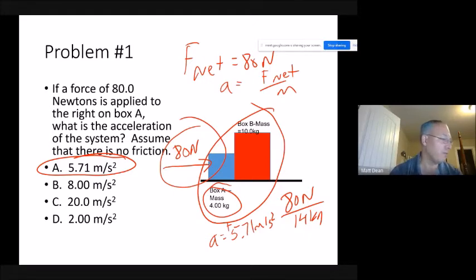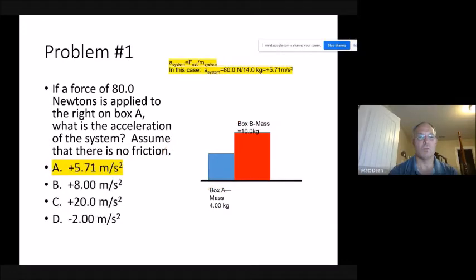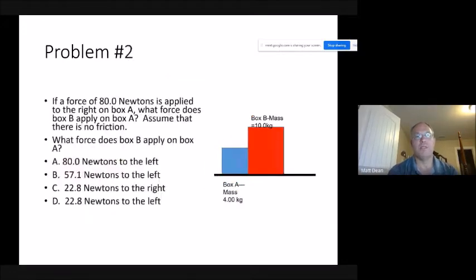Anyone have questions on problem 1? All right, here's problem 2. Same setup, still applying a force of 80 newtons to the right on box A. What force does box B apply on box A?